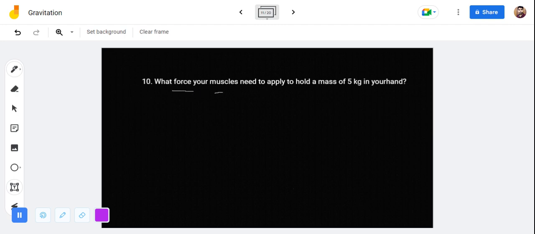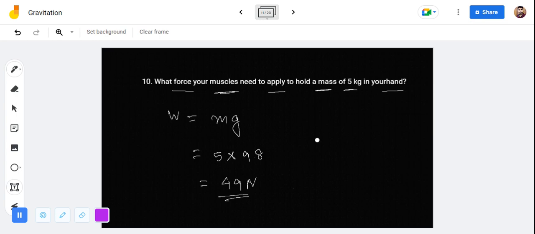What force does your muscle need to apply to hold a mass of 5 kg in your hand? For this you will use W is equal to mg. Put the value 5 and g is 9.8. If you do the calculation, you will get 49. So to hold a mass of 5 kg in your hand, you have to apply a force of 49 Newton on your muscle.